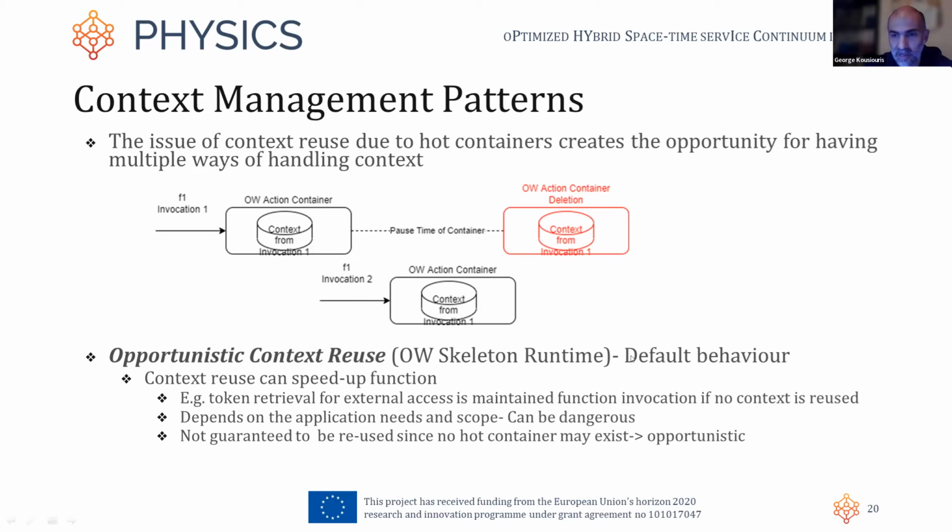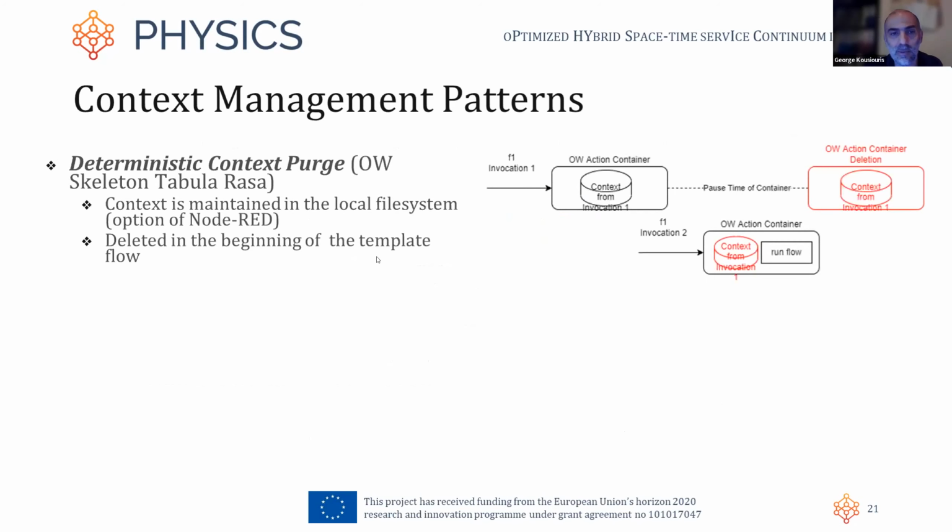The default behavior is the typical one of FaaS. We named it opportunistic context reuse, opportunistic in the sense that sometimes you might find the context if the invocation comes within the pause time. Sometimes you won't, if you invoke the function after the pause time. It's the default behavior that we have through the environment. However, we have two other options as well.